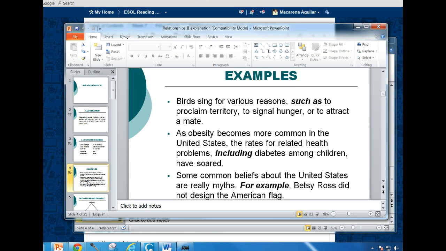And then we have here some examples, and I'm not going to read all the examples, but let's look at the second one. As obesity becomes more common in the United States, the rates for related health problems, including diabetes among children, have soared. So here you have an illustration that helps to clarify the point. These are quite useful when you're writing, so you can change the words that you're using and you don't use "for example" all the time.